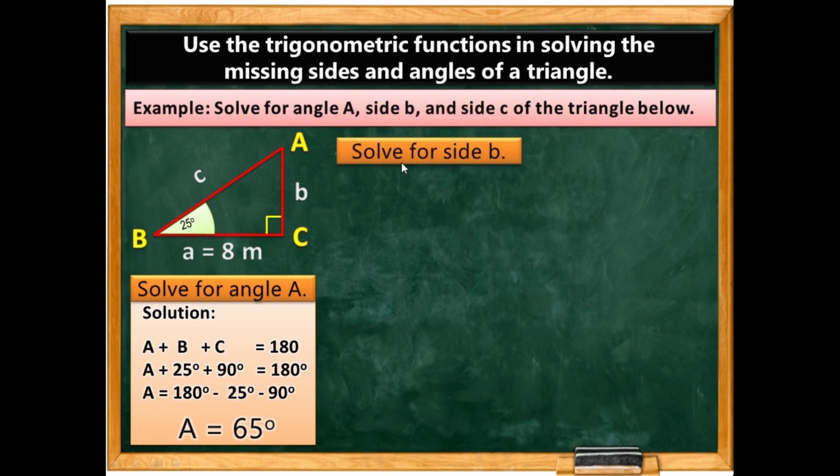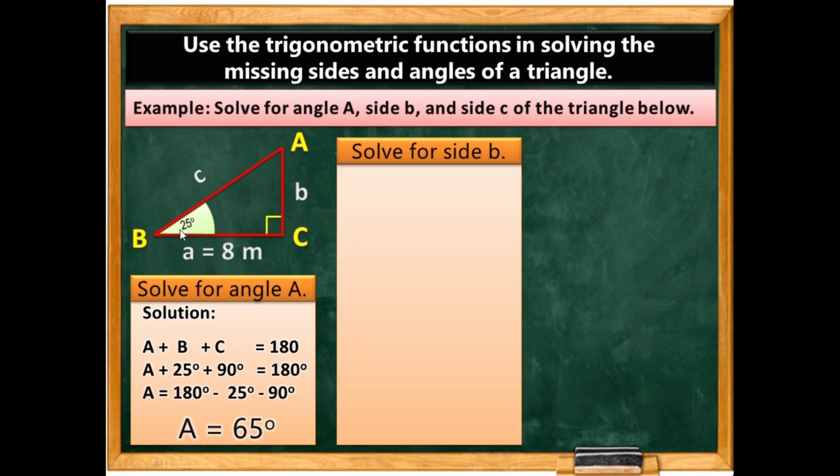Next, we will solve for side B. So take note, this is the opposite side of angle B. So our solution, since angle B is 25 degrees, and we are looking for the opposite side, which is B. However, we have the given side, which is the adjacent side, which is equal to 8. So what particular trigonometric function is appropriate for this problem?